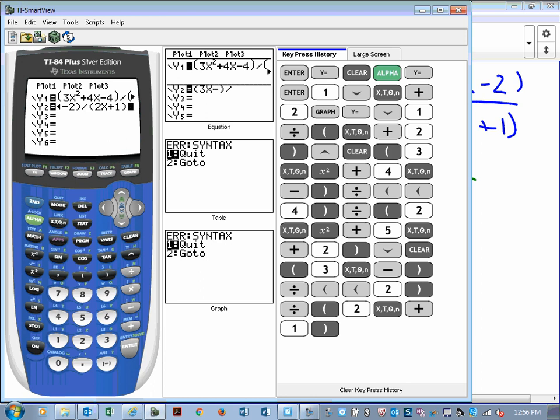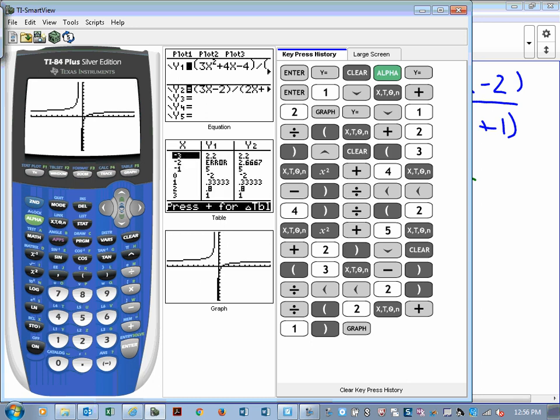Press graph. Did you get the same graph? You got the same graph, didn't you? Then you need to work on how you put in the calculator, check your parentheses. I put both of them in and only got one graph, right? They're both the same graph. The only difference is that one of them has a hole, which you can't see, and the other one doesn't.